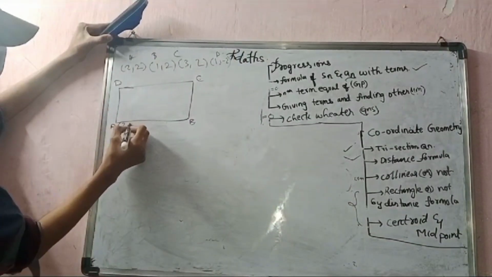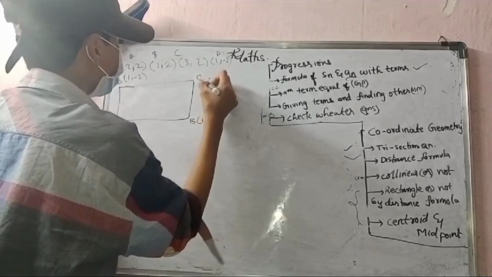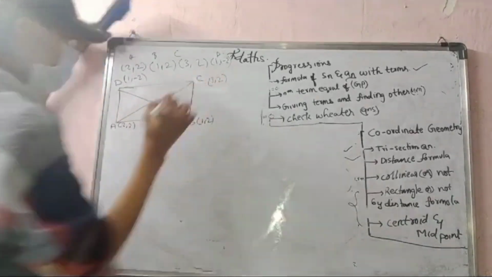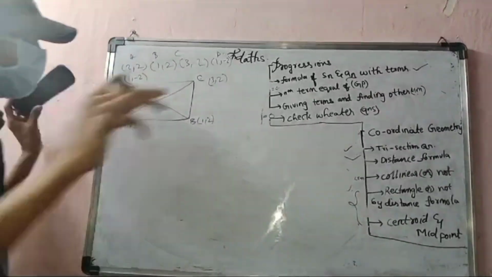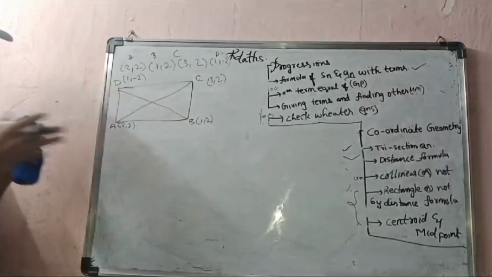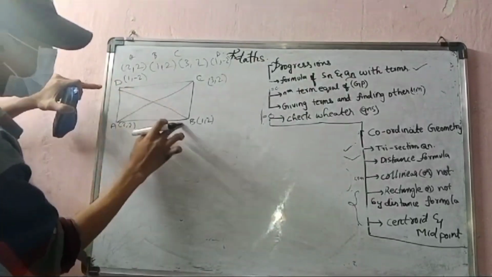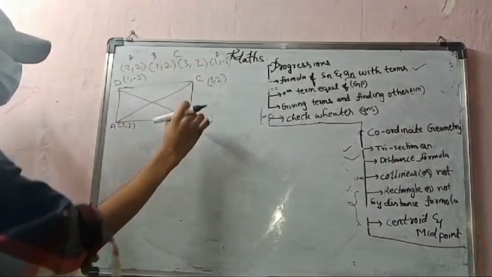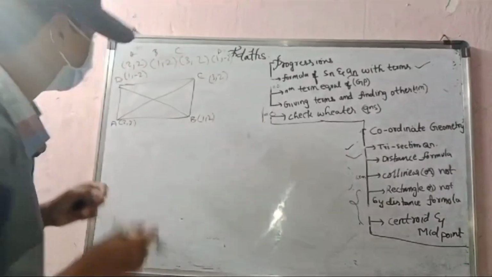Now A point is 2, 2. D point is 1, minus 2. And B point is 1, 2. C point is 3, 2. Now just draw a diagonal. Diagonal means dividing any shape into two parts, cutting like this. Now find the distances D to B, A to C, A to D, D to C, C to B, B to A. Okay, you will get them.